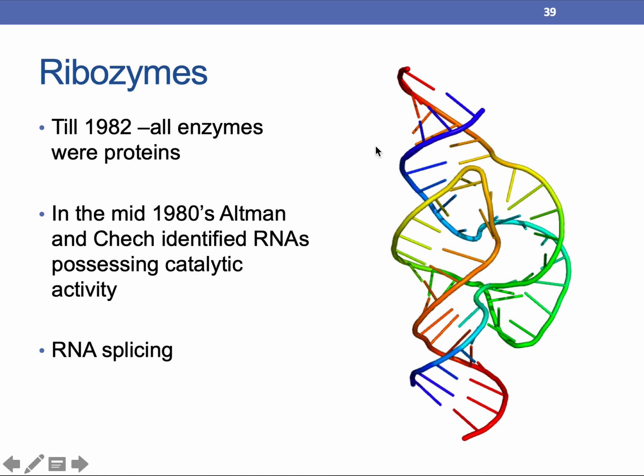Up until 1982, we believed that all enzymes were proteins. However, in the 1980s, Altman and Cech identified some enzymes that are not protein in nature. So these are enzymes that are made up of RNAs, ribonucleic acids, and they're able to catalyze reactions as well. They are used in RNA splicing, and so we'll talk about this during the genetic engineering lecture.